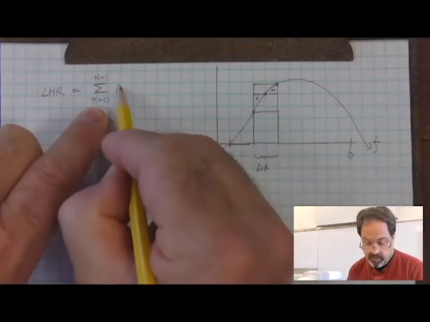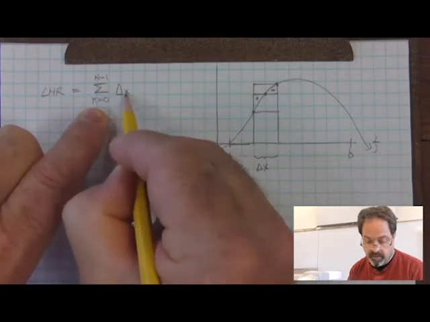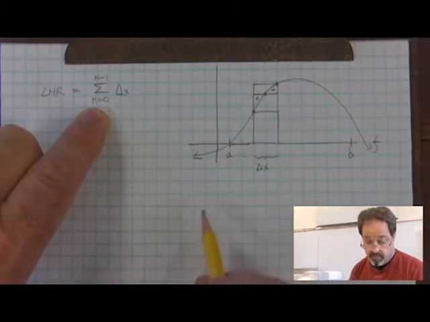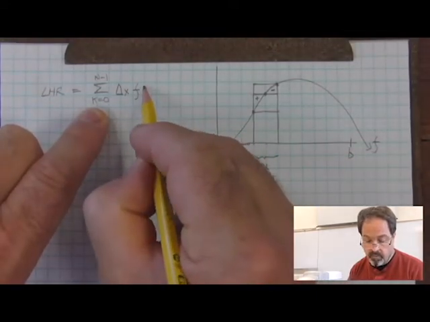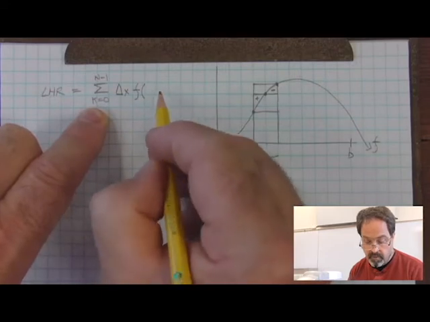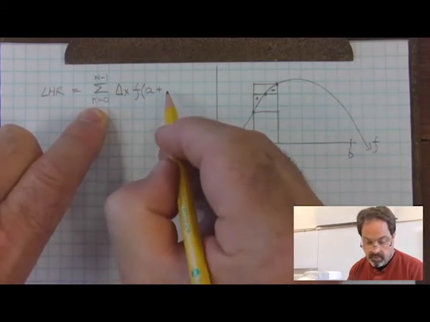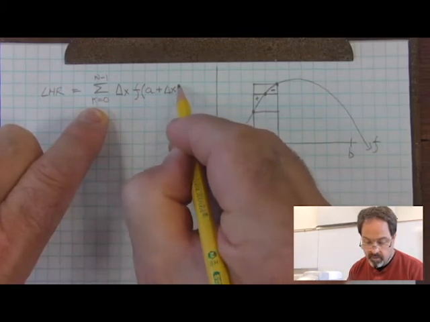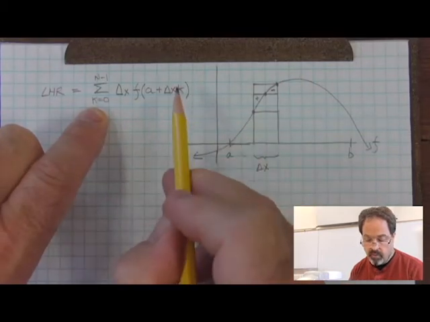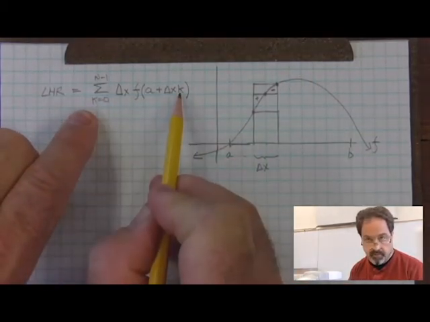The expression then for the sigma, or the argument of sigma, is delta x, which represents the base of every rectangle, times the heights of those rectangles, which come from the function values, but only at those locations that begin with A, and then add a certain number of delta x, k, where k is the indexing variable. It's the thing that changes.